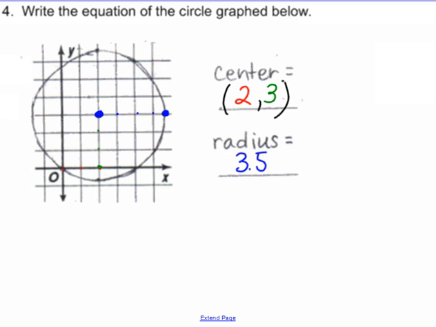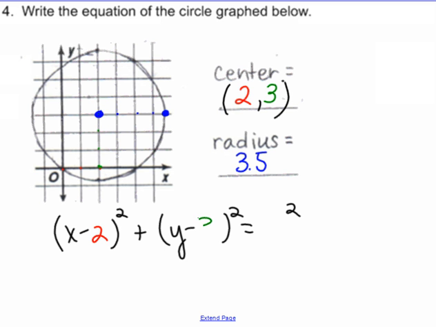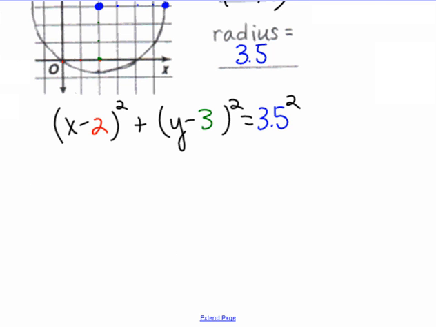So now we're going to plug it into the formula. x minus squared plus y minus squared equals blank squared. All right, plug it in. x minus 2, 3, and 3.5. So now the equation for this circle is x minus 2 squared plus y minus 3 squared equals 12.3.